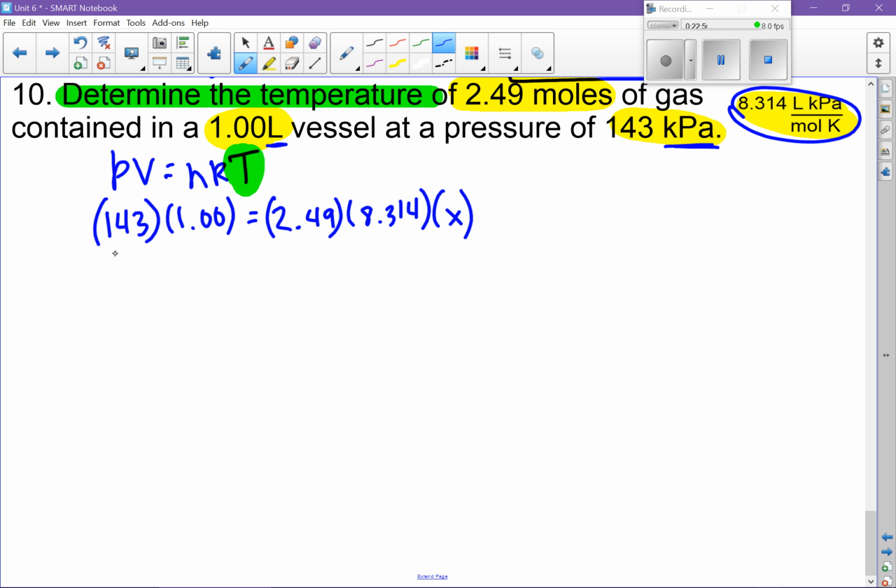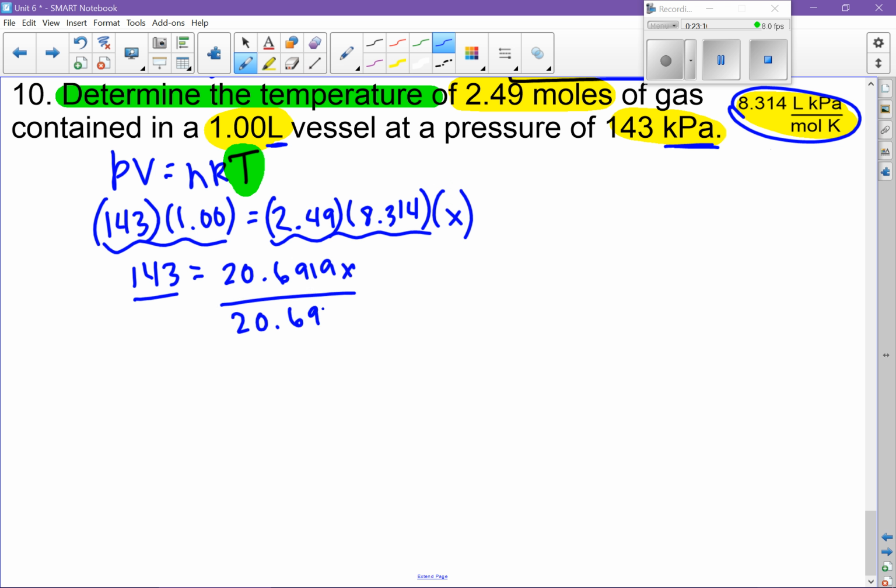Okay, so now we're just going to solve. Multiply here, it's 143. Multiply here, and we get 20.6919x. Divide by that. Oh, that's sloppy. Hold on. This should be a 0. Okay, divide there. There we go. This is the piece that goes in your calculator. So we see X equals 6.910916.832. And we're just going to finish with sig figs.